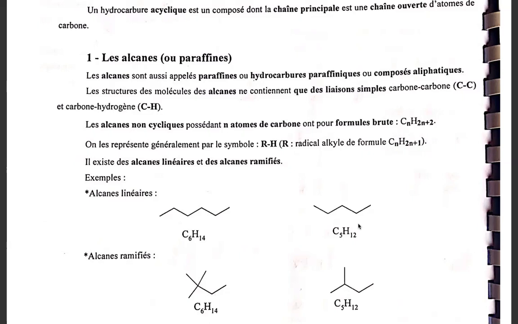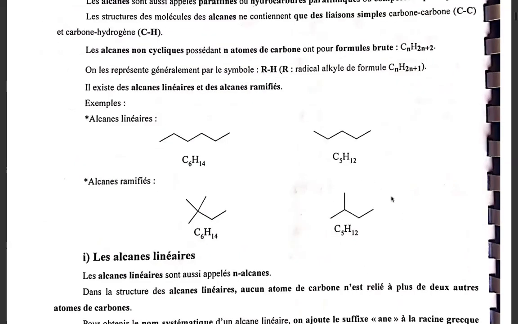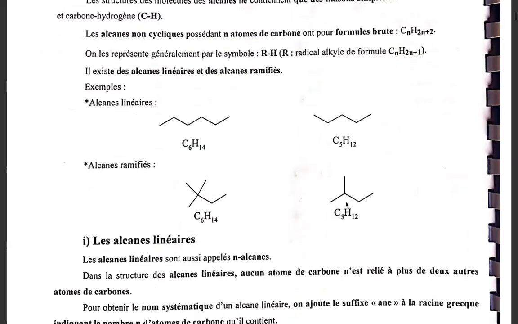Rule number 1. You count la chaîne principale, the one with the longest, the highest number of carbon atoms. So in this case, we'll start with this one. The number of carbon atoms that we have in this direction is 1, 2, 3, 4. Then we also have 1, 2, 3, 4.